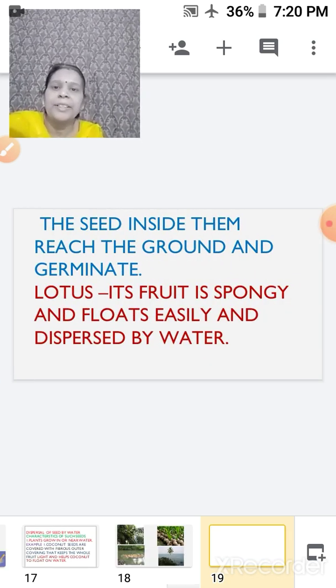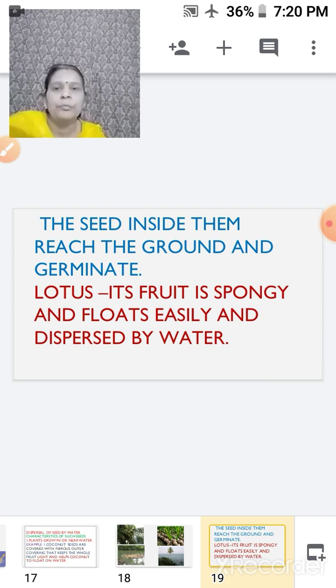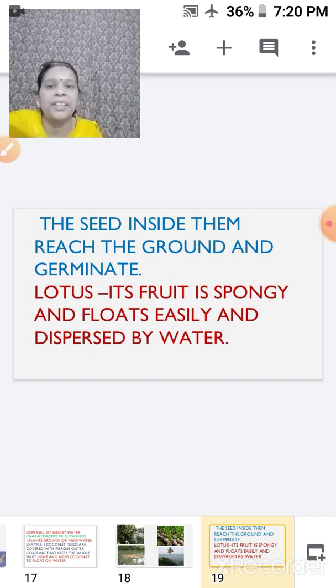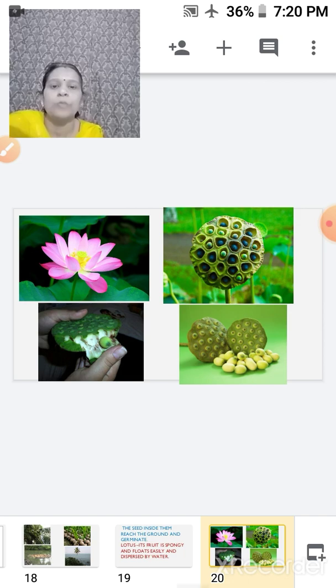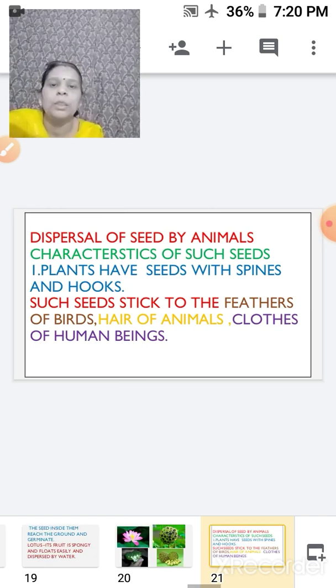The second example is that of a lotus plant. Here again its fruits are spongy and they float easily and are dispersed by the water. So this is the second agent, that is water. Here again you can see how the lotus flower gives the seeds, and how those seeds flow.